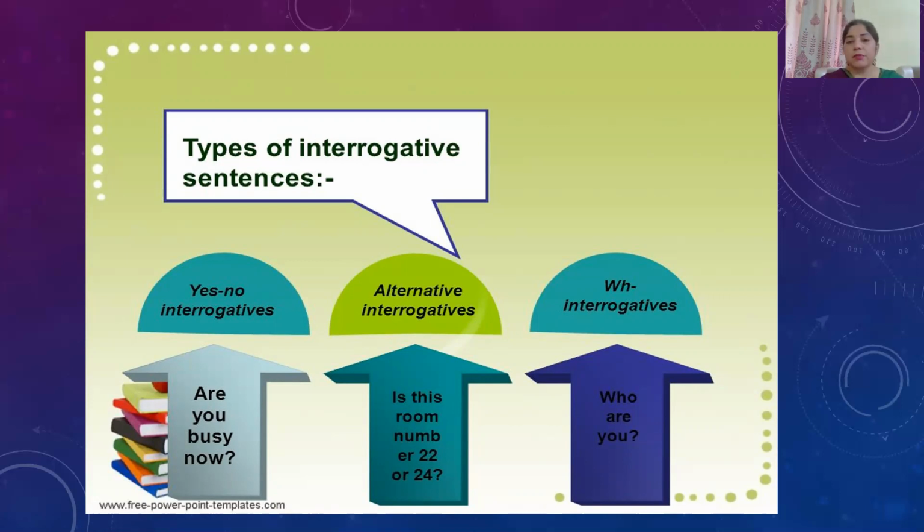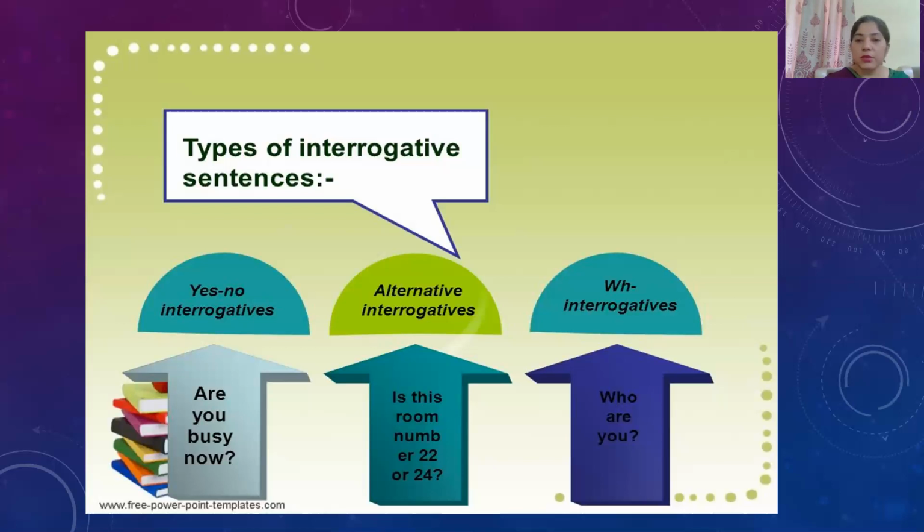Second type of interrogatives are alternative interrogatives. Such interrogative sentences give you two alternate answers from which you have to choose. For example, is this room number 22 or 24? So you have been given two options, 22 or 24. Similarly, if I give you another example, would you prefer chocolate or vanilla ice cream? So you have to give me one answer out of the two alternatives. So such interrogatives are alternative interrogatives.